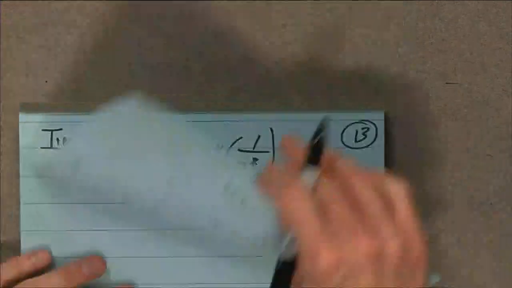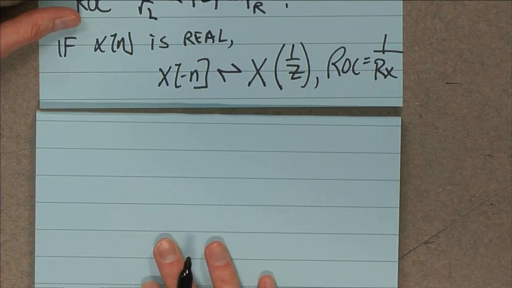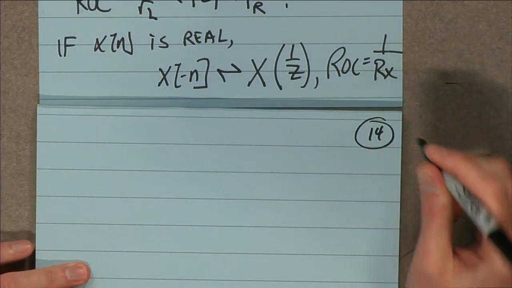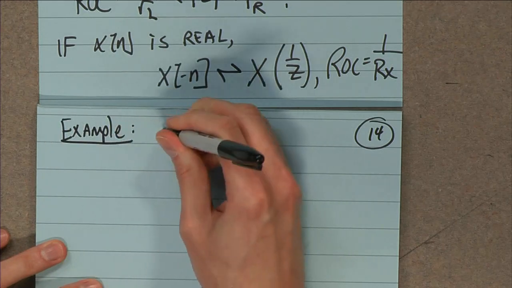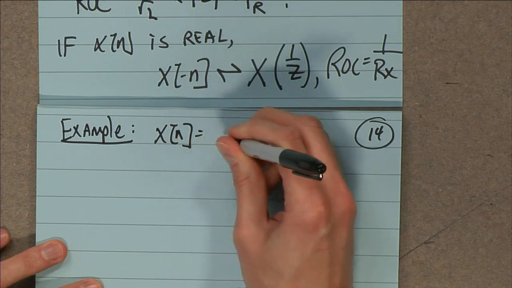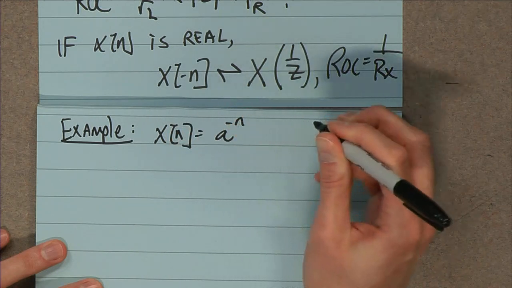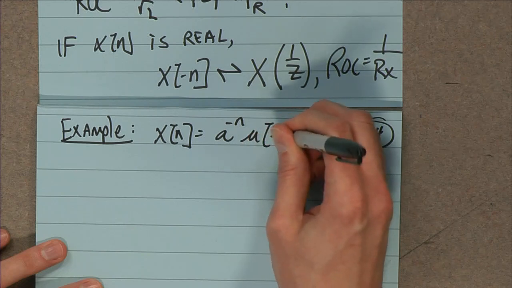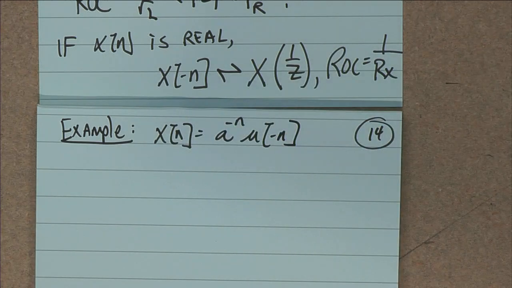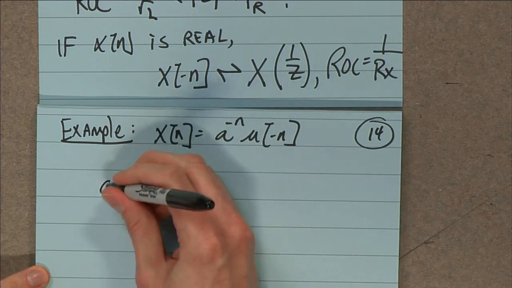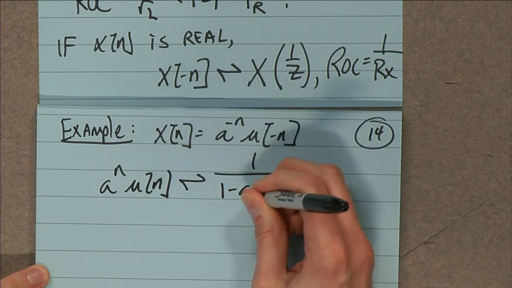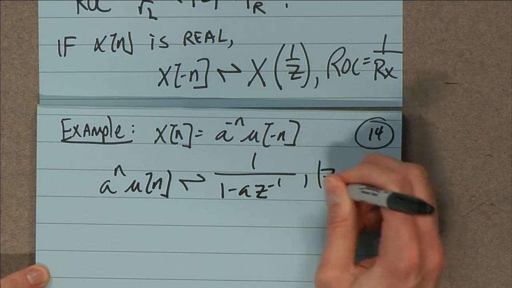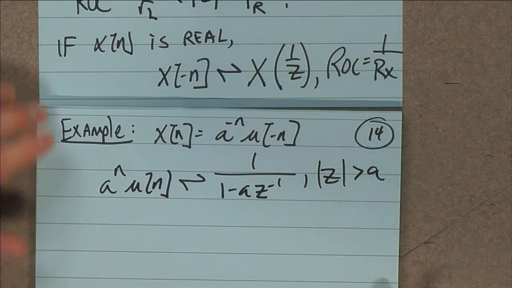So let's do one quick example of that just to show the nuts and bolts of that one. So let's suppose we start with one of our favorite sequences, a to the minus n, u of minus n. So if we're looking at this, what do we know? Well, we know the right-handed version of this is 1 over 1 minus a z inverse, where z is greater than a. That's from our tables.